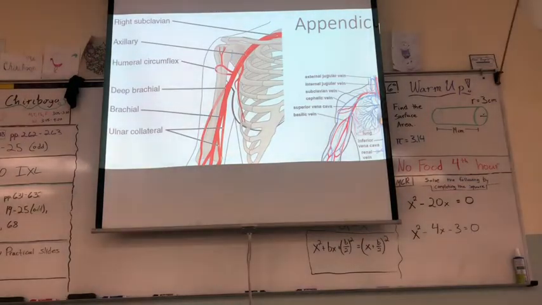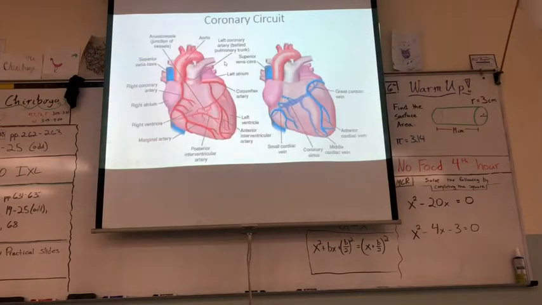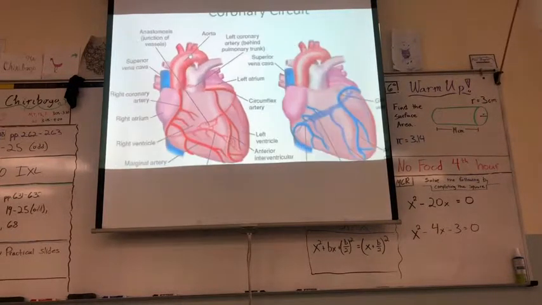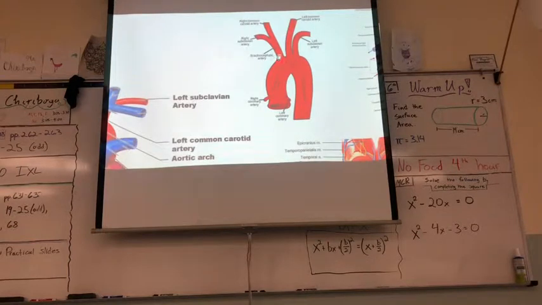If you guys remember, the right subclavian is coming off of the brachiocephalic artery. Here, the brachiocephalic artery that comes off of the aortic arch is going to split into the right common carotid and the right subclavian. That right subclavian is going to go to the arm. This is going to go to the head. Here, this is going to the head, the left subclavian going to the arm.